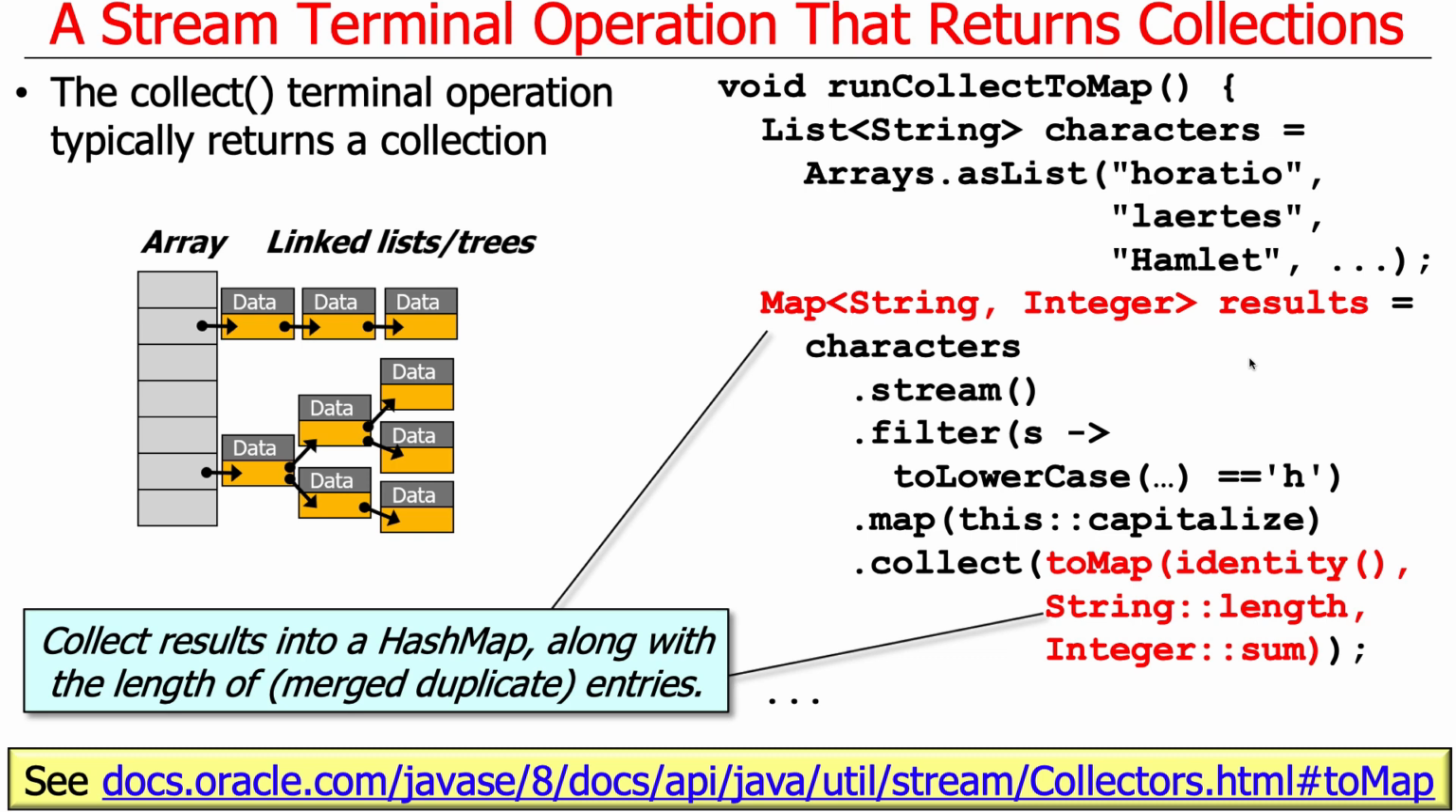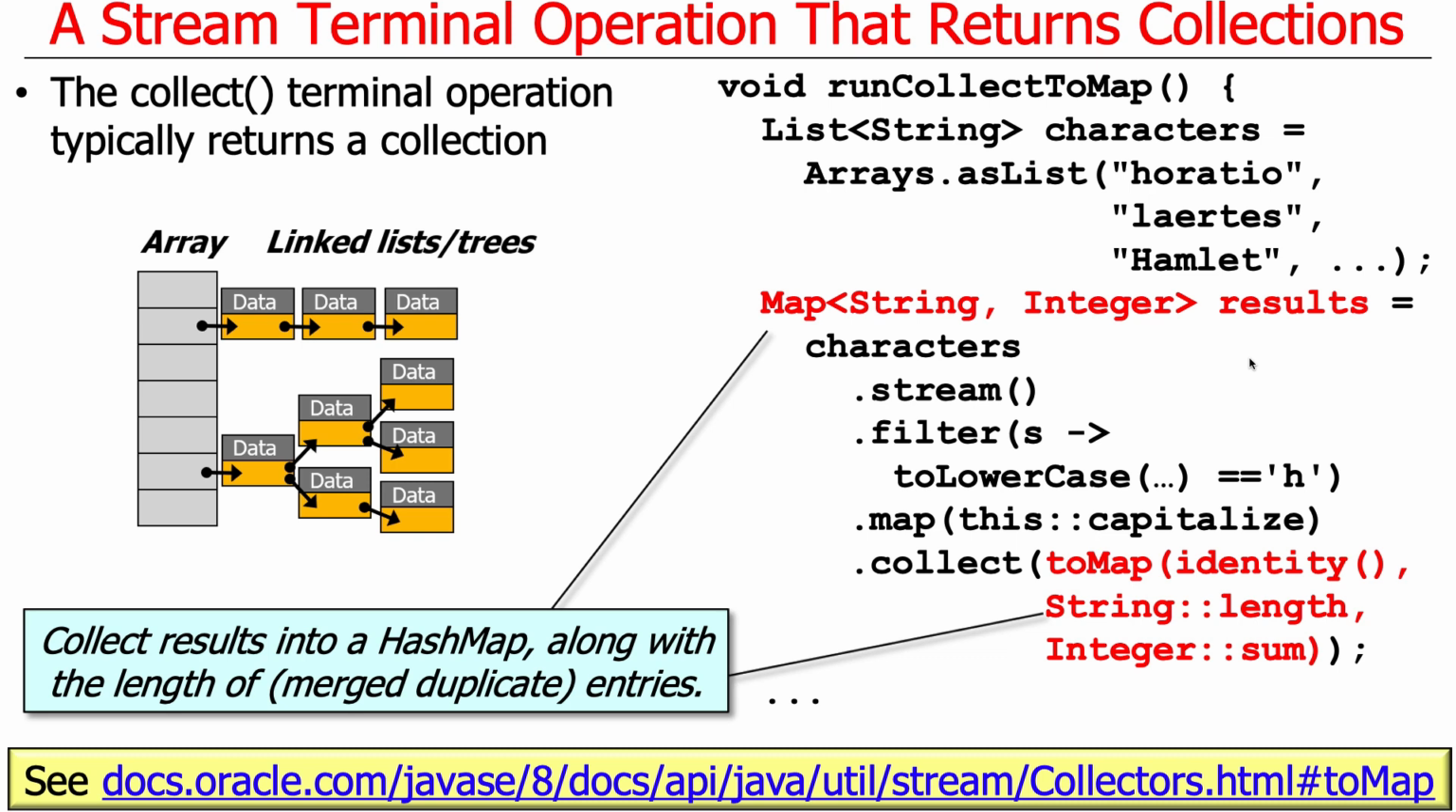So the elements that will go into the hash map are going to be, in this case, the key, which is going to be the character's name. And so that's just basically identity. Identity simply means that take whatever comes into the stream and use that as the key. And then the values for that are going to be the length of the name, the length of the key. So it's going to be a hash map that maps the name, which is the key, to a value, which is the length of the name.